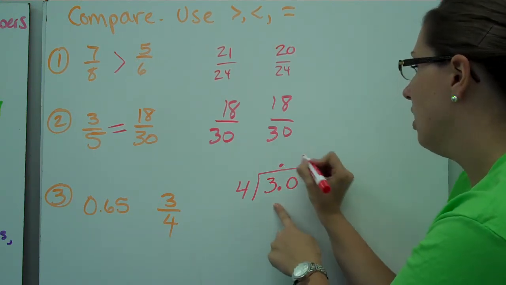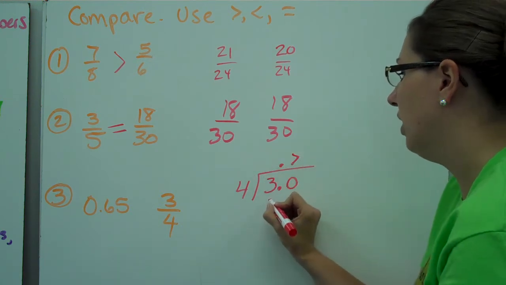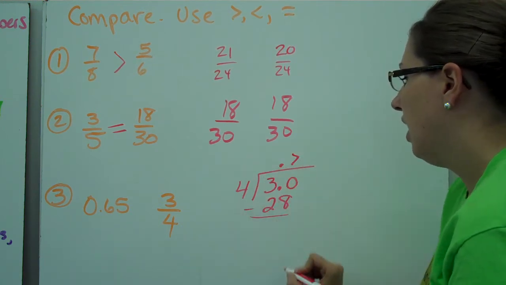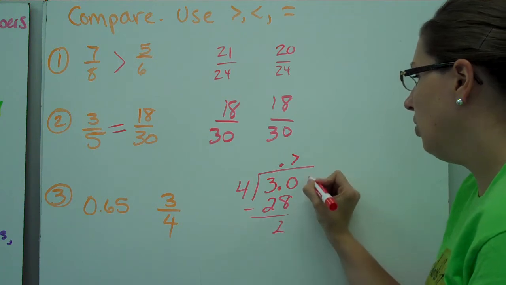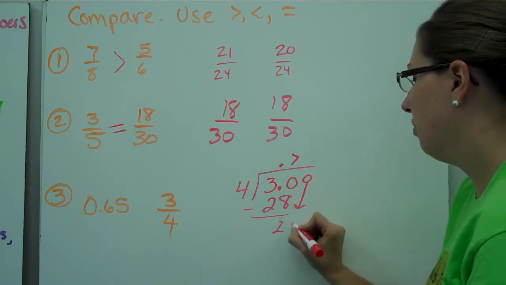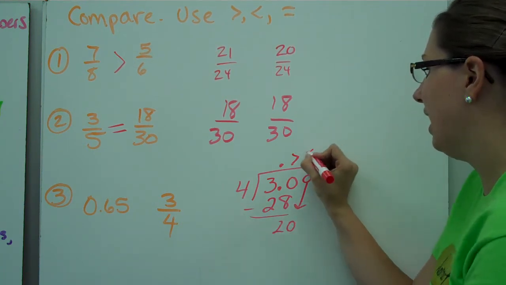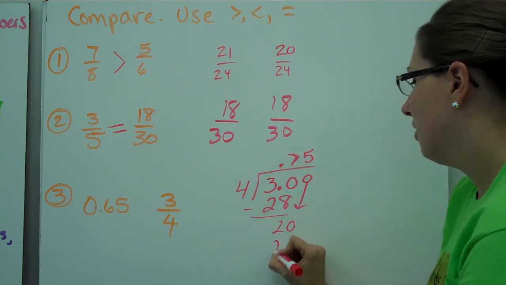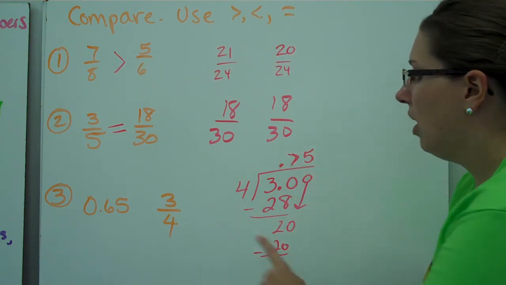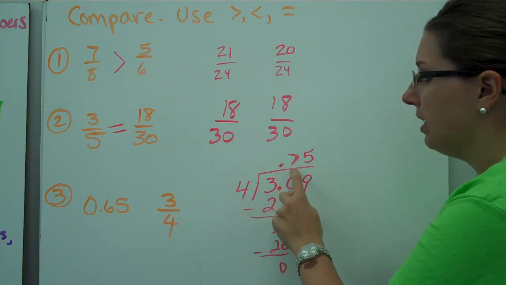4 goes into 30, 7 times. 7 times 4 is 28. And I have a difference of 2. Add a 0, bring it down. 4 goes into 20 exactly 5 times. So 3/4 is equivalent to 0.75.